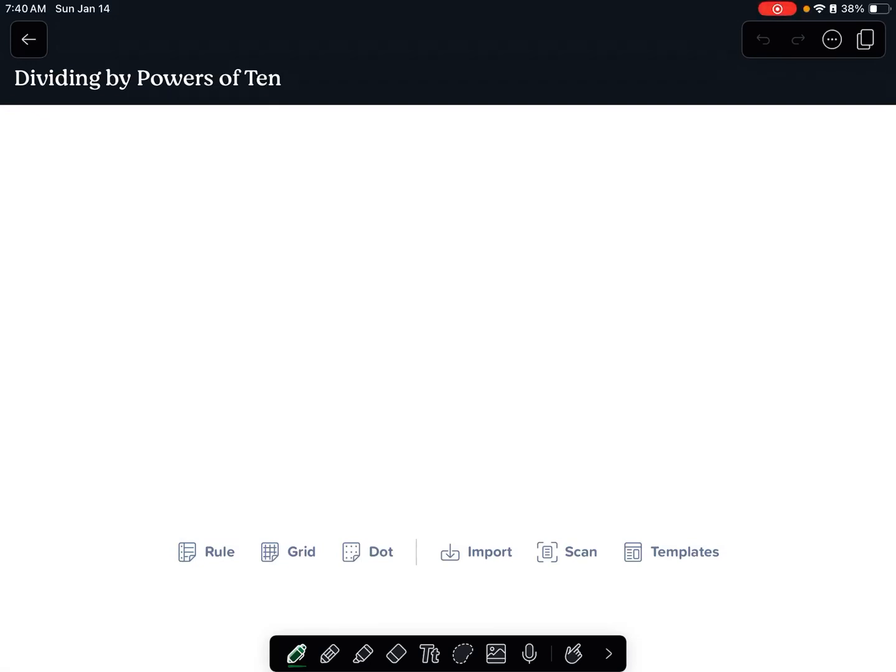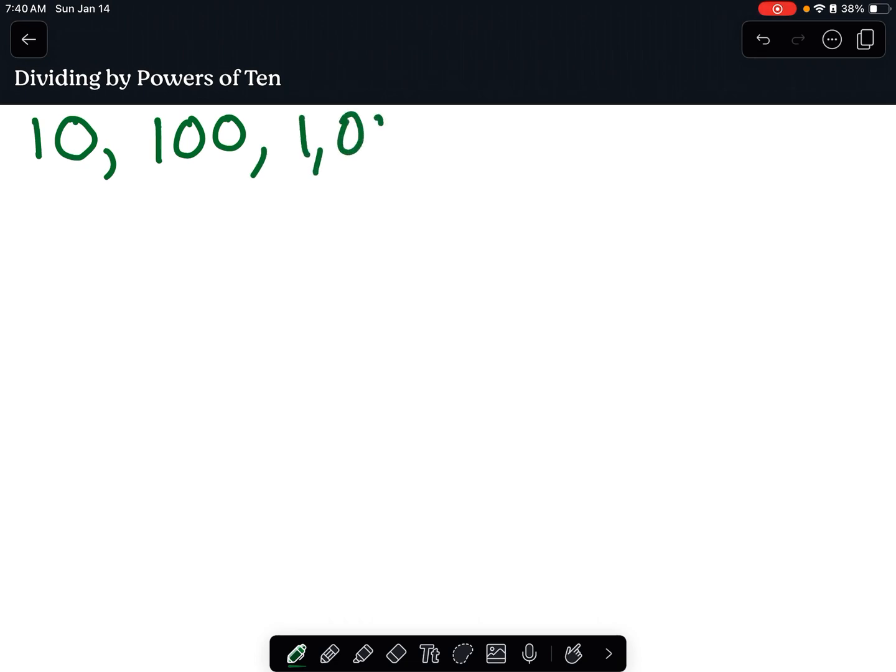Hello, today we're talking about dividing by powers of 10. Powers of 10, what do I even mean by that? Some of you might be wondering. Well, basically, we work in the base 10 system, and powers of 10, we're talking about numbers that start with a 1 and end in a 0. So 10, 100, 1,000, 10,000, and so on.